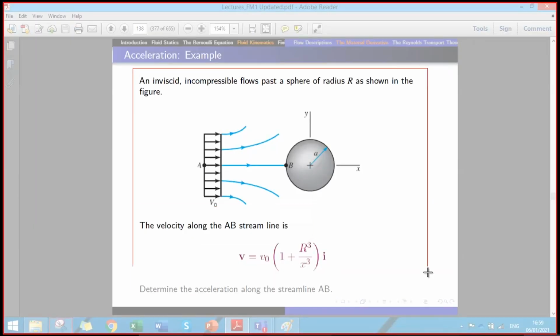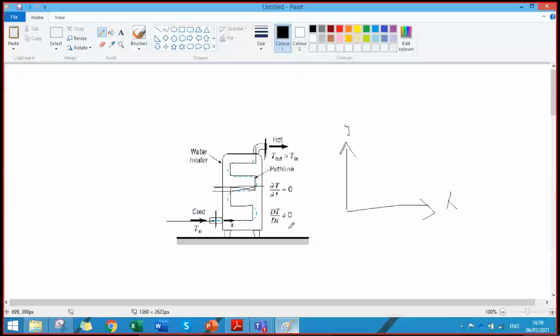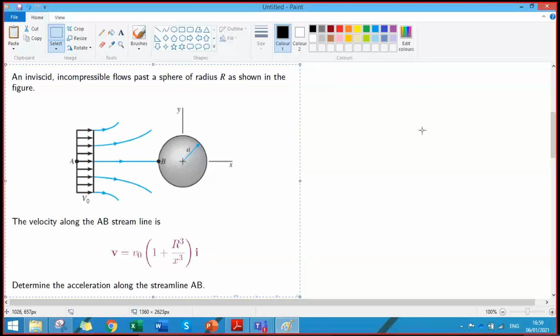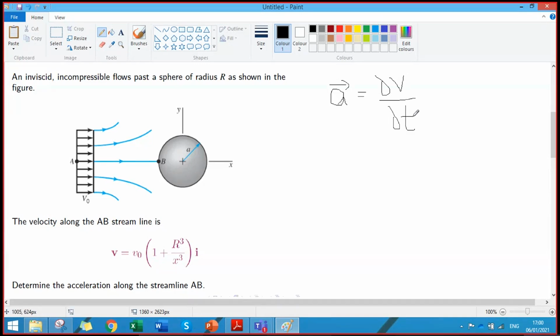Just take me to the solver screen. First I would recommend you to write the acceleration derivative for this. That would be equal to partial v by partial t plus u partial v by partial x plus v partial v by partial y plus w partial v by partial z, right?